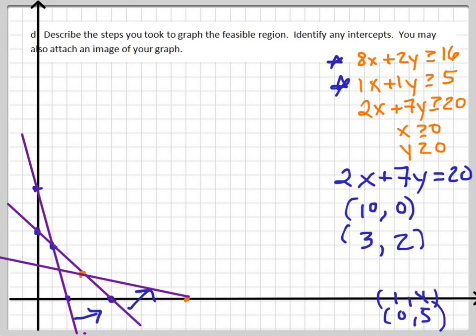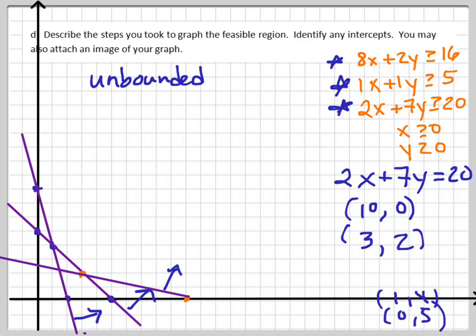Alright, and again, if I look at the original inequality, I think 0, 0 will make this false again, so I will need to shade above that line as well. Alright, so this is where the example looks a little different than your other two graphs in examples 1 and 2. It turns out that the region of feasible solutions is actually what we would call unbounded. And you can see that there's no upper restriction in any of these constraints.